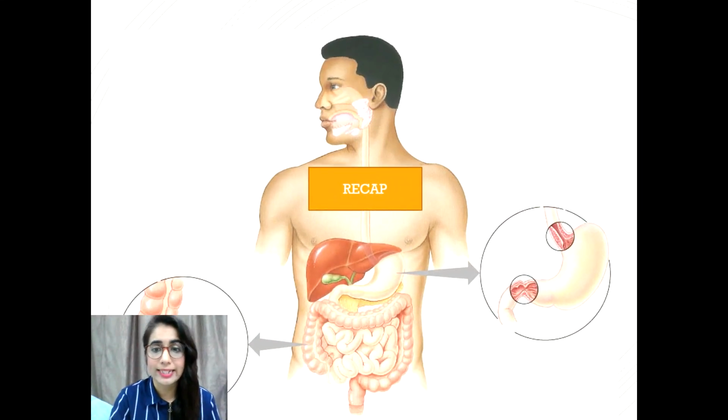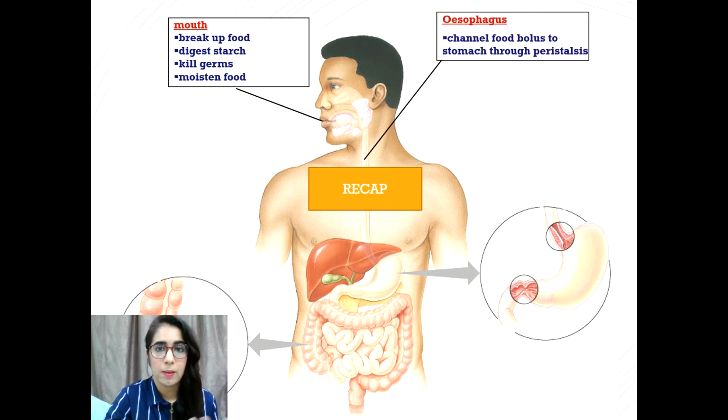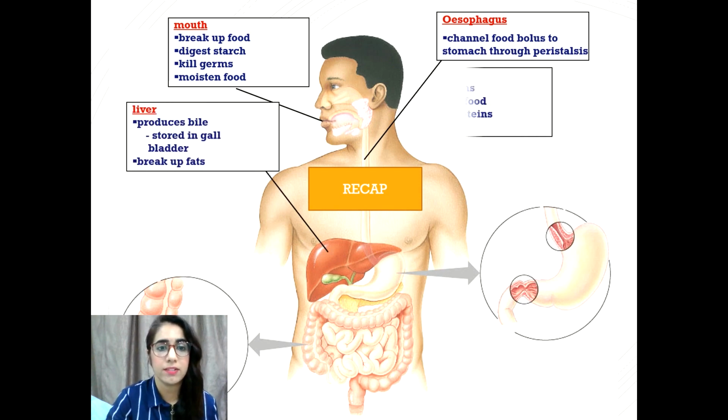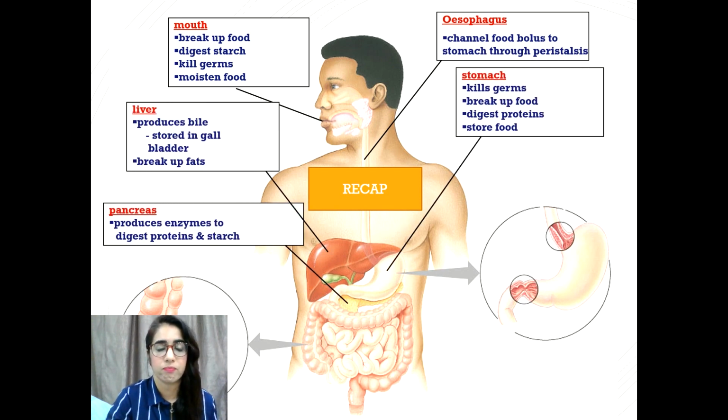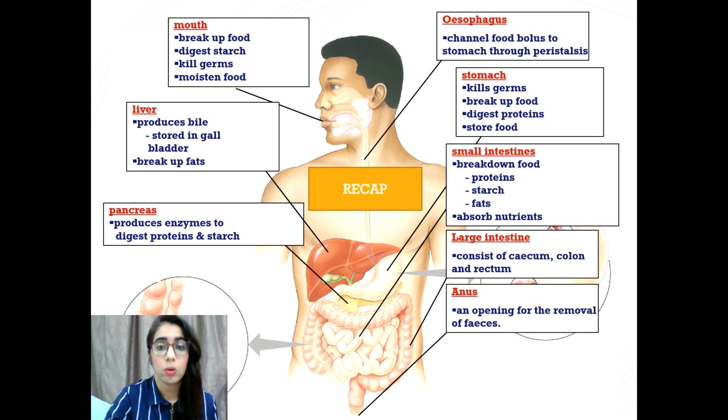Now here let's recap a little bit from subtopic 9.1, where you should be able to identify all the structures from the human digestive system. So we have the mouth, esophagus, liver, stomach, pancreas, small intestine, and the large intestine. Also not forgetting the anus. So the alimentary canal starts from the mouth till the anus. Okay, so these are some of the function of each structure.